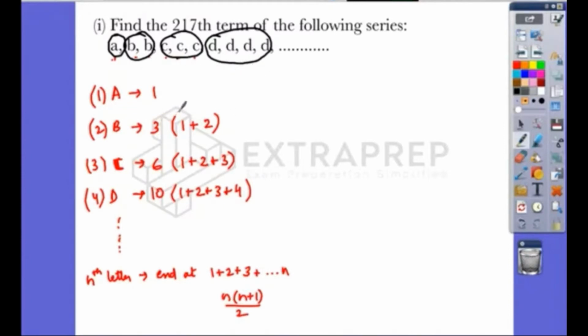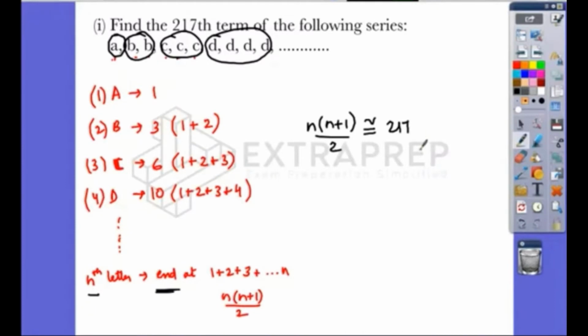So let's find out how many sets are completed, and then we'll get our answer easily. I am writing all this stuff to make you understand. You're not going to write that while solving a problem, okay? This is just to make you understand. So let's see. When you calculate like that, the nth letter should end at n into n plus 1 by 2. So n into n plus 1 by 2 should be somewhere near to 217.